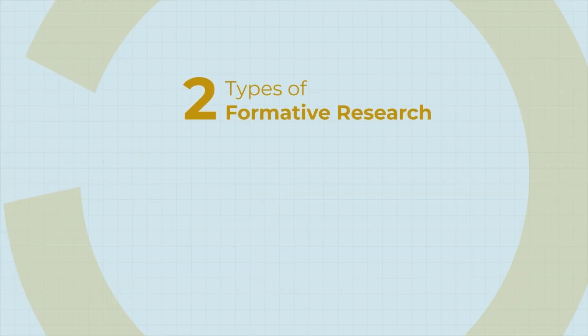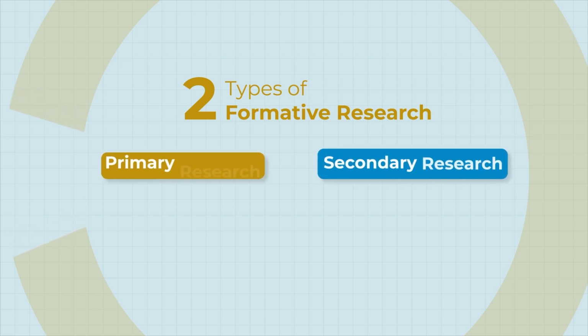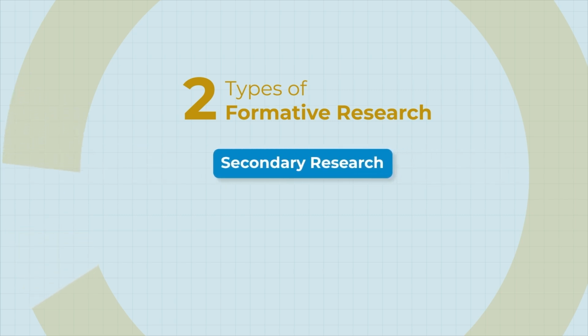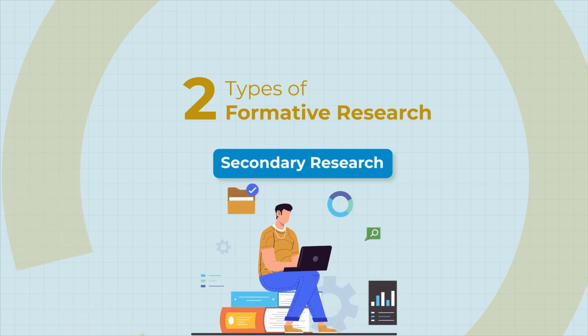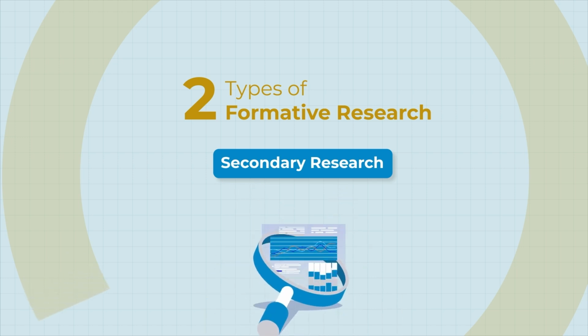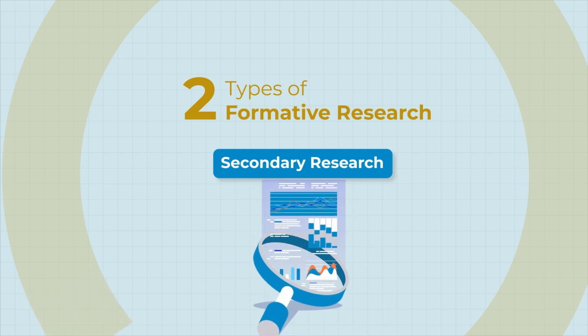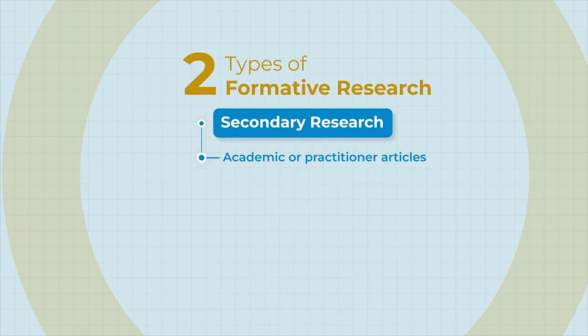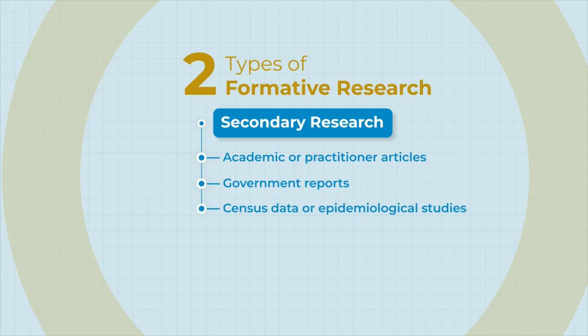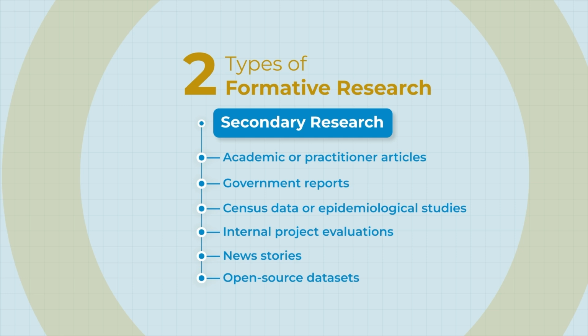There are two types of formative research. You've got secondary and primary. Let's start with secondary research. This is the stuff that's already out there. It's research that someone else has done, thank you, someone else, or data you've already collected for other purposes. You might find this in academic or practitioner articles, government reports, census data or epidemiological studies, internal project evaluations, news stories, or even open source datasets. This can give you a great head start, but often you'll need to dig a little deeper.